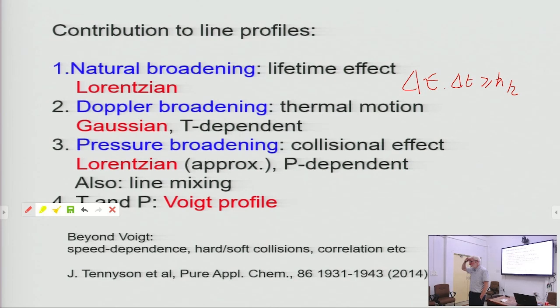You do get cases where you get very short lifetimes because of something called predissociation, where basically the molecule tunnels out and escapes, and then you get lifetime effects. But we're not going to deal with that in this course. So effectively, we ignore natural broadening normally, except for a few very strange cases.